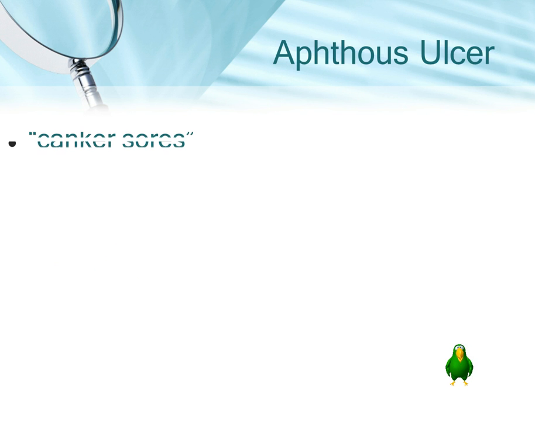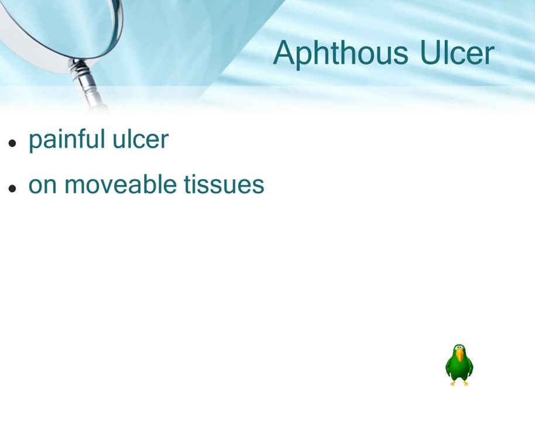Aphthous ulcers or canker sores are probably one of the most common lesions that you will find in the mouth. We're not sure why people get them, but stress seems to be a big factor. Aphthous ulcers can be quite painful. They present in the mouth as an ulcer, and they are found on tissues that are movable. Aphthous ulcers are not contagious.